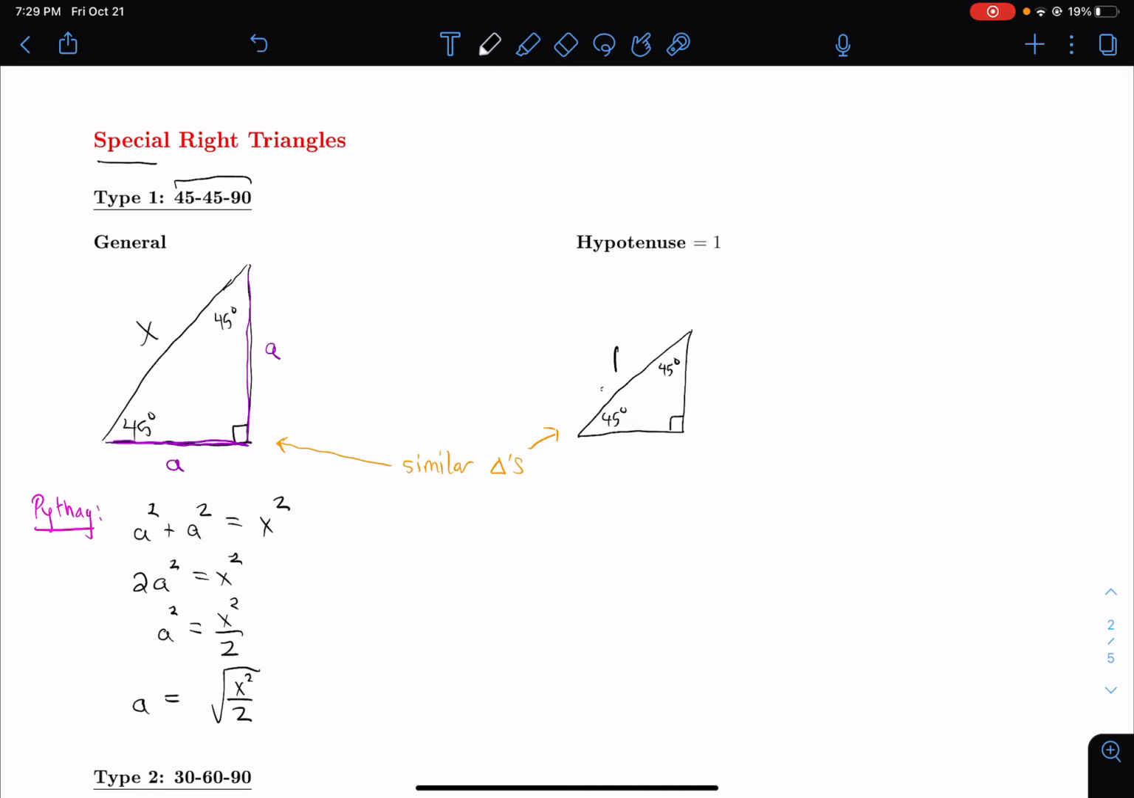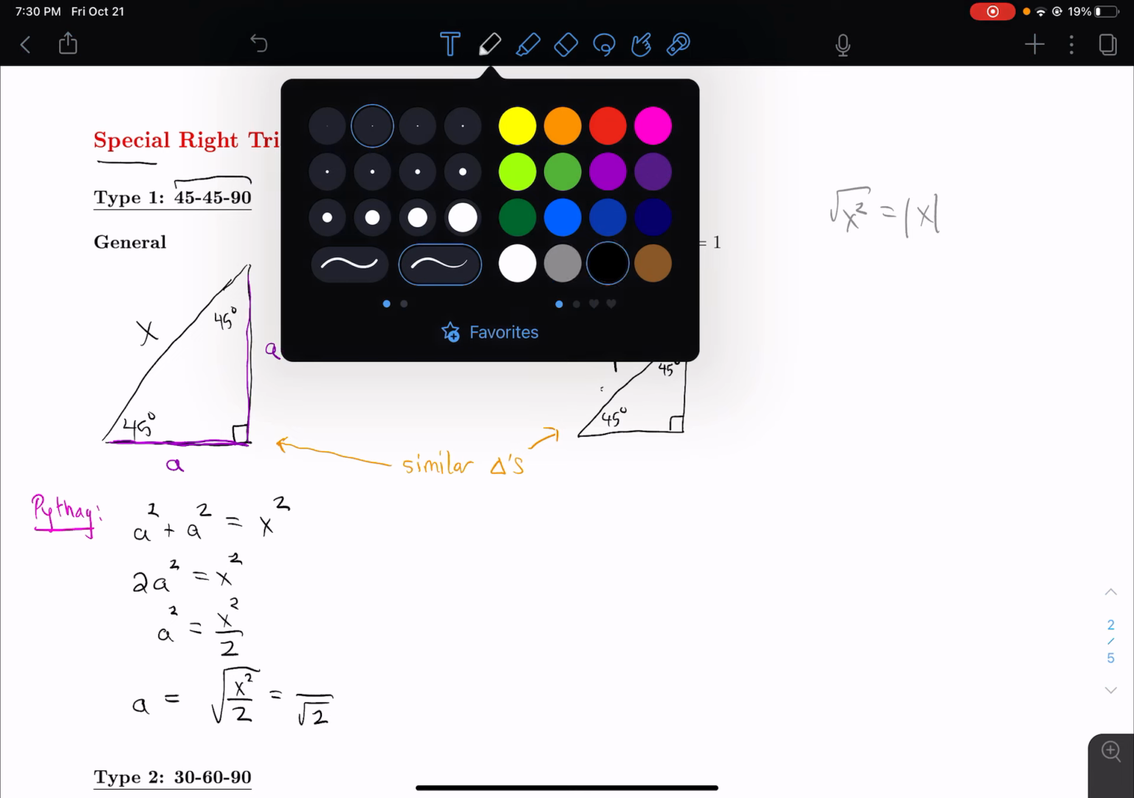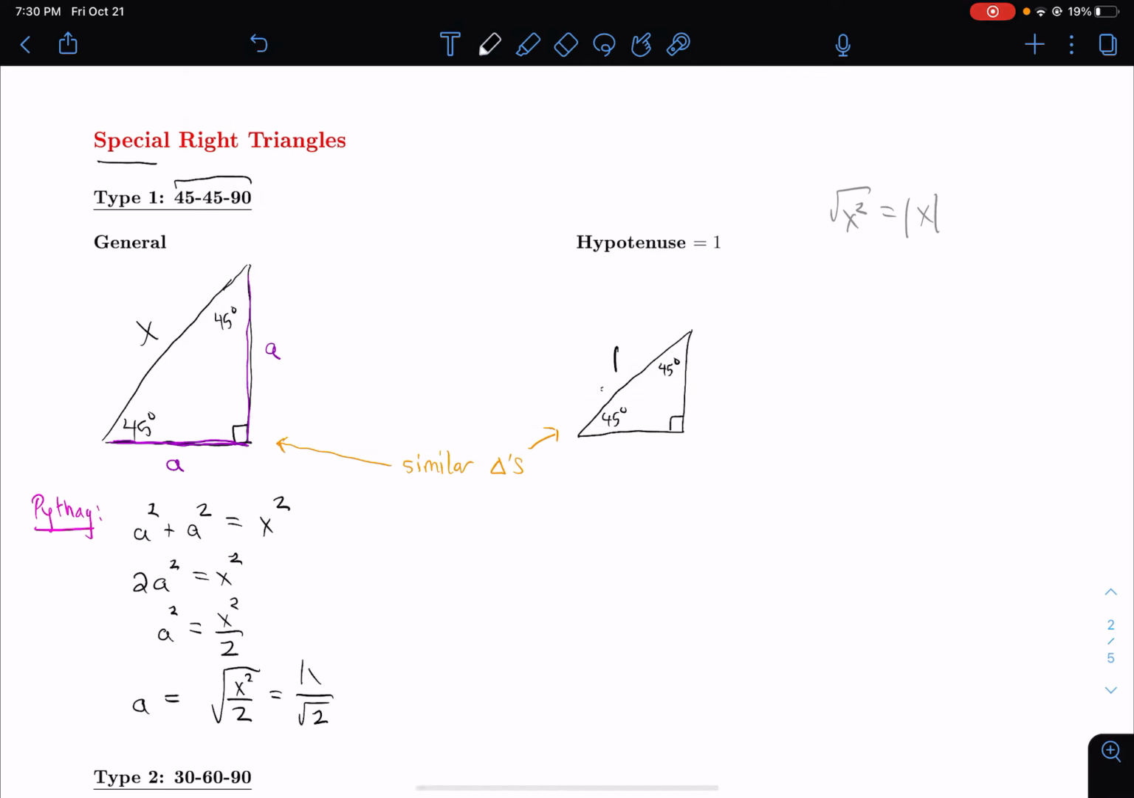On the denominator I'll have square root 2. On the numerator I got the square root of x squared. And remember that the square root of x squared is the absolute value of x. It's not just x, it's the absolute value of x. That's something that we've seen before.